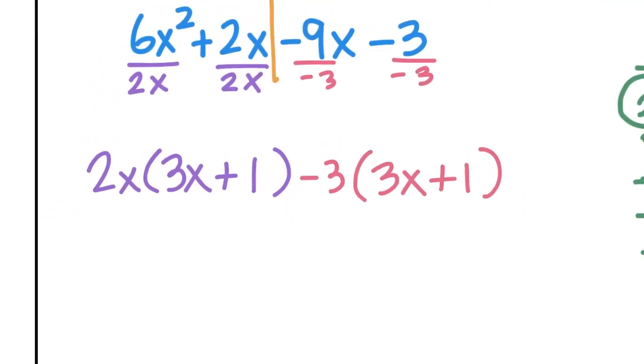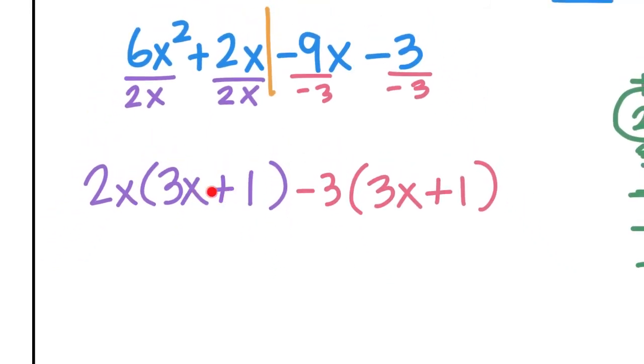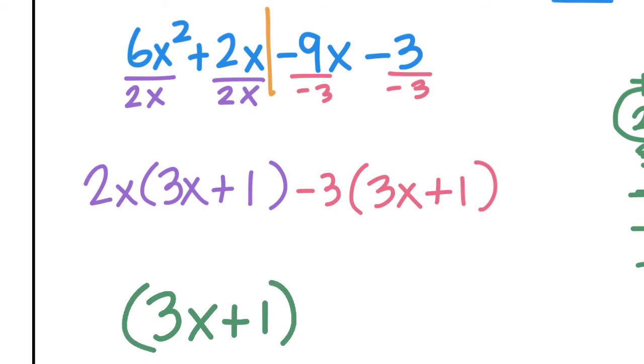Okay, so you'll know you did this correctly because what's inside of the parentheses is the same for both of them, and that is going to be our first factor, so 3x plus 1. Then everything outside of the parentheses is the other factor, so 2x minus 3.